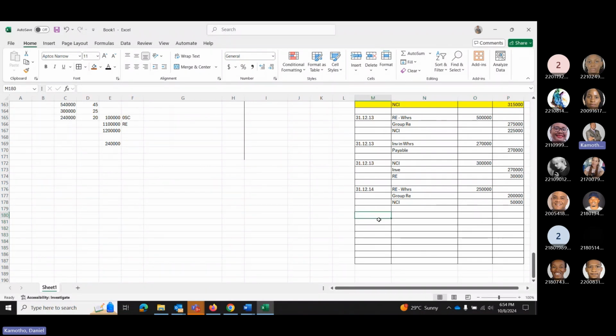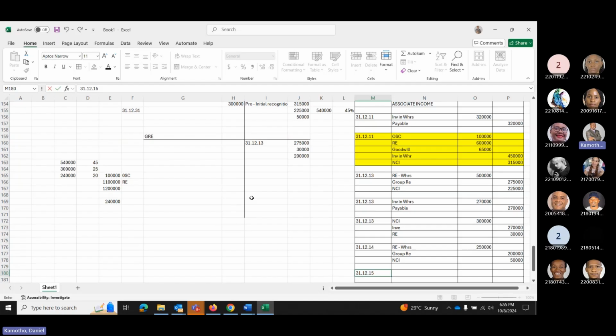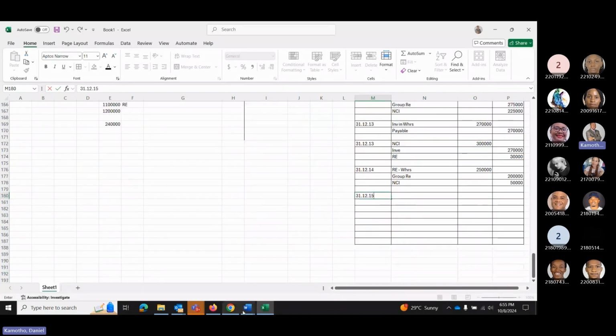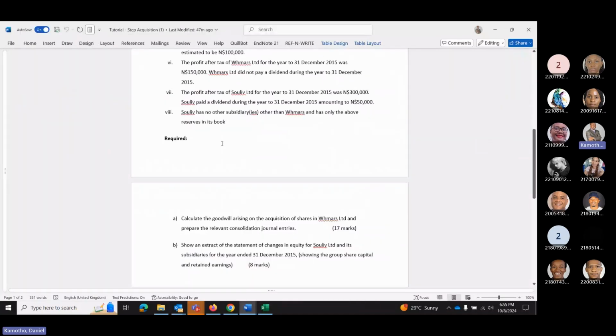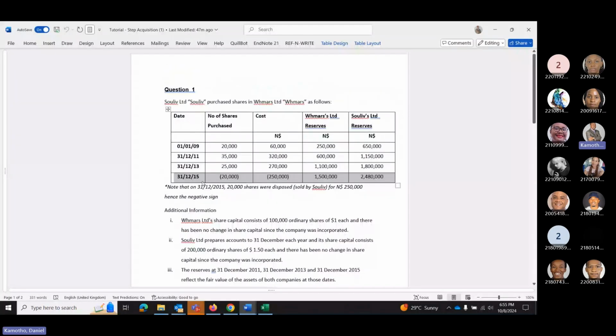Now I want to put the journal for December 2015. So we are basically saying up to 2015, the ratio remained the same. It's still 80-20. The change will only happen at the end of 2015. Only on the last day is when they will dispose of 20% and NCI will become 40%. But during the year, it's still 80-20. So we are going to say that this company is going to make a profit of 150. And that 150 in the end will have to be distributed.